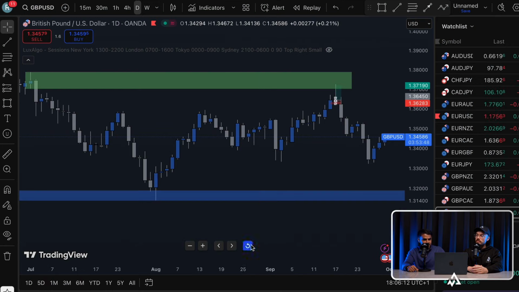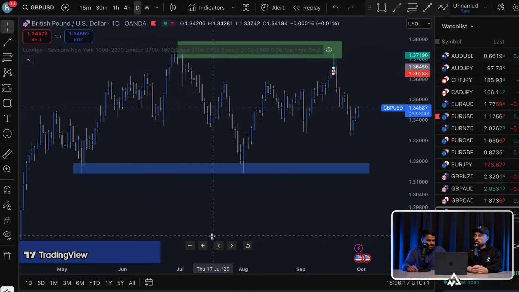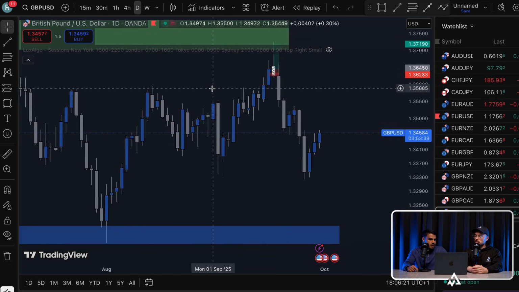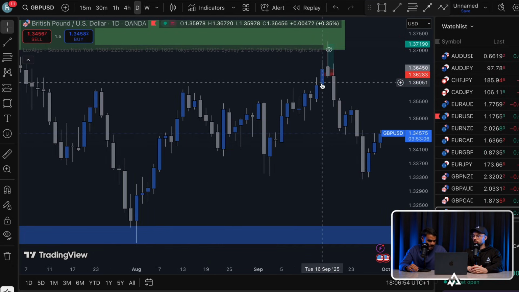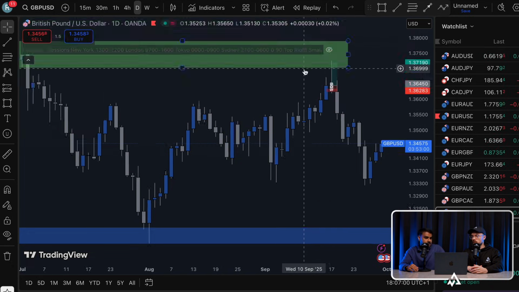My thought process always starts off on the daily time frame. What I'm looking at is how is price moving, and where is it trying to go? So in this trade, if you just imagine this is the candle on the day that I was looking at, we closed bullish. So my bias for the next following day is still bullish.